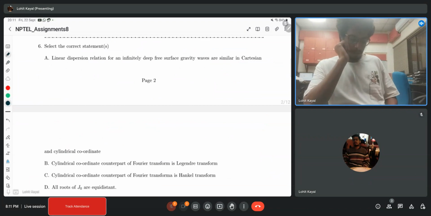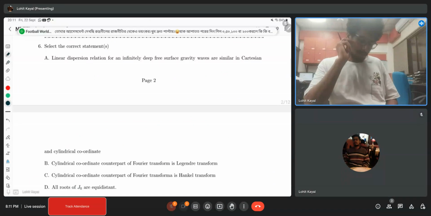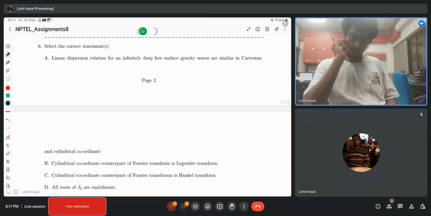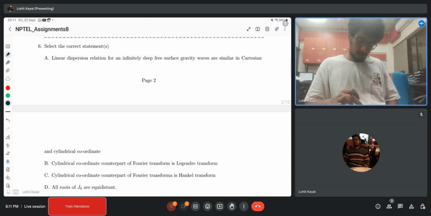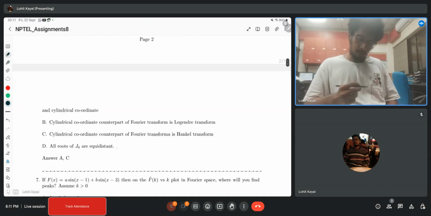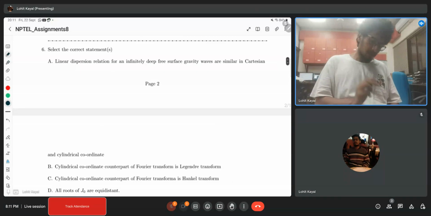Linear dispersion relation for an infinitely deep free surface: gravity waves are similar in Cartesian and cylindrical coordinates. The cylindrical coordinate counterpart of the Fourier transform is the Hankel transform, and all roots of J0 are equidistant. So now we can discuss.